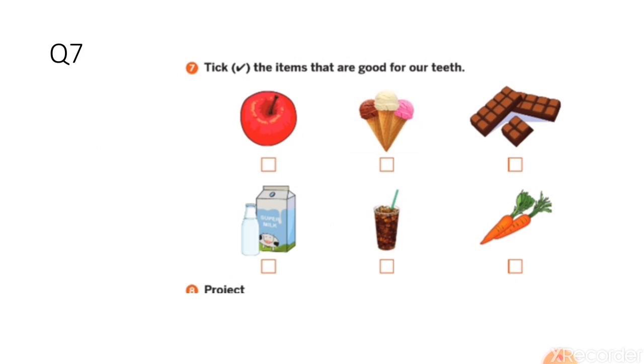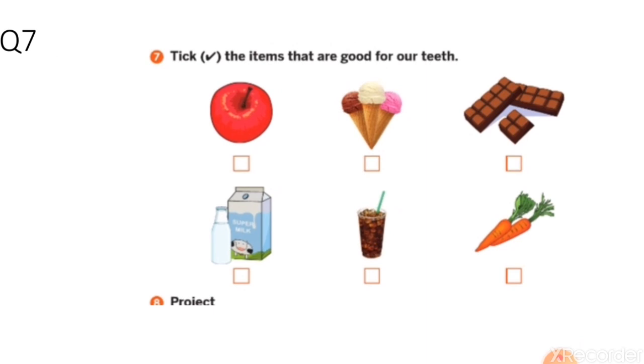Now question number 7. Tick the items that are good for our teeth. So first one is apple. Apple contains a lot of fiber, and fiber is very good to keep our teeth and gums clean. It helps to protect our teeth from cavities and other gum problems. So apple is good for our teeth.